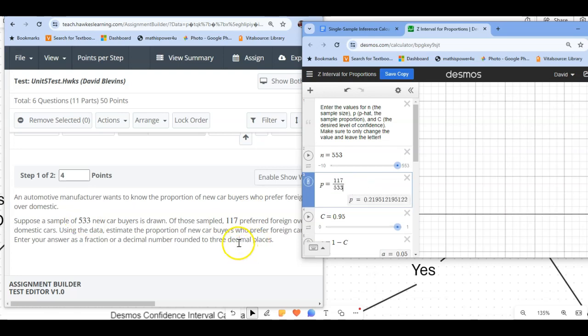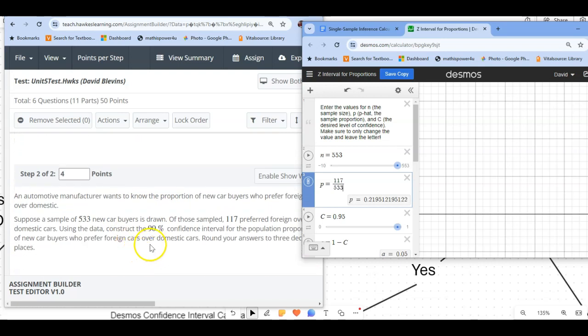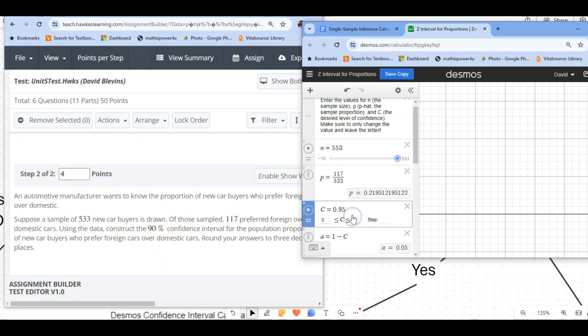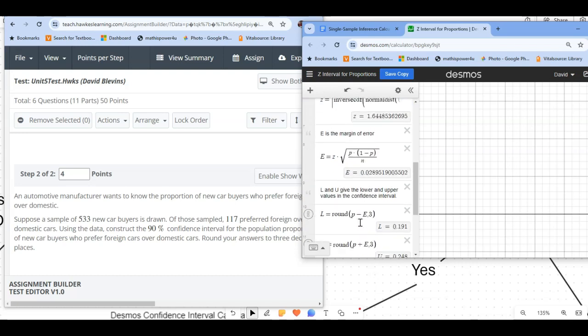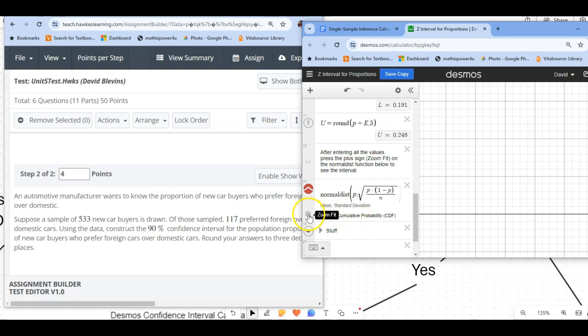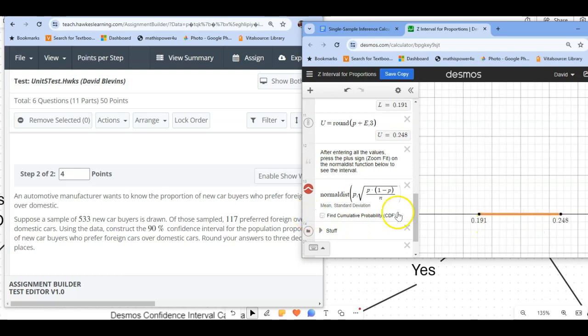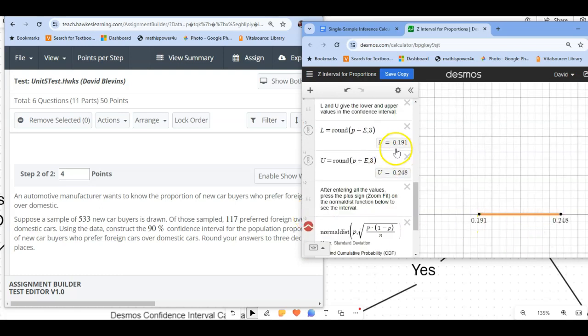All right, and then it wants me to make, in this case, a 90% confidence interval. So I would change that to 0.90. You can do 90 like that, it wouldn't change anything. And then scroll down here to get your interval. Click the zoom fit. It shows you the interval. You can also get it right there. So I would have that as my interval.